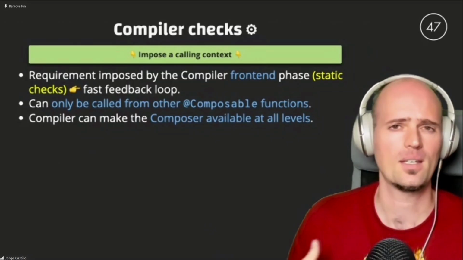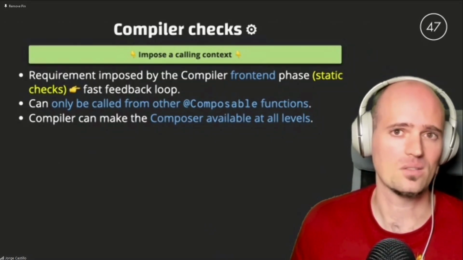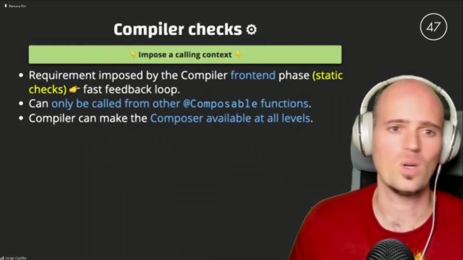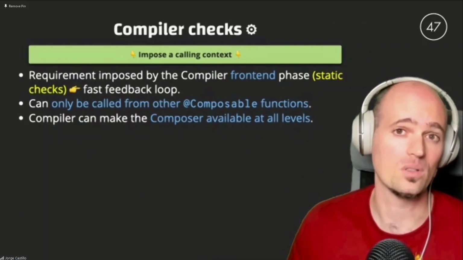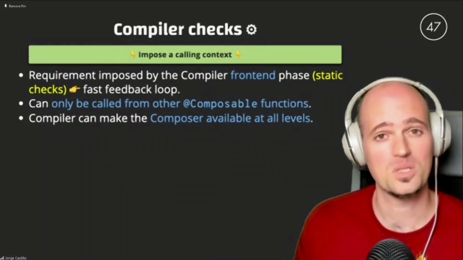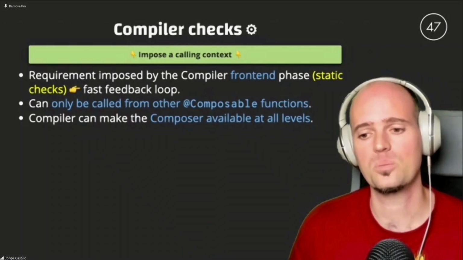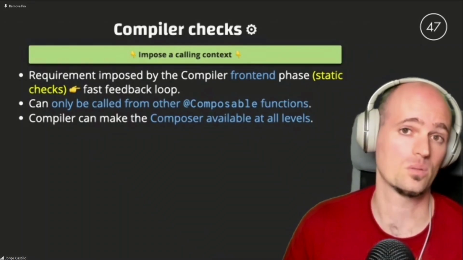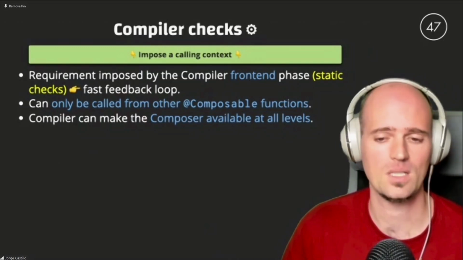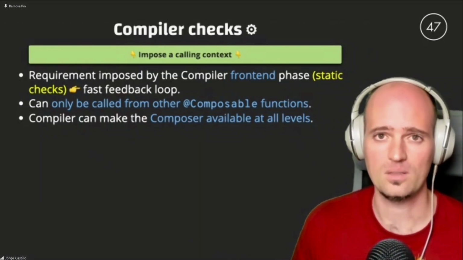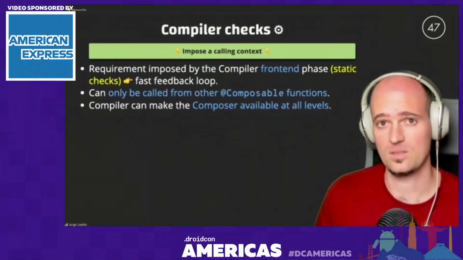So you get static analysis in that phase, overall. You can get red underlines or warnings depending on how you're using the library. And one of the checks that the compiler plugin provides is that composable functions can only be called from other composable functions. So the library is imposing a calling context that is a requirement that needs to be there.